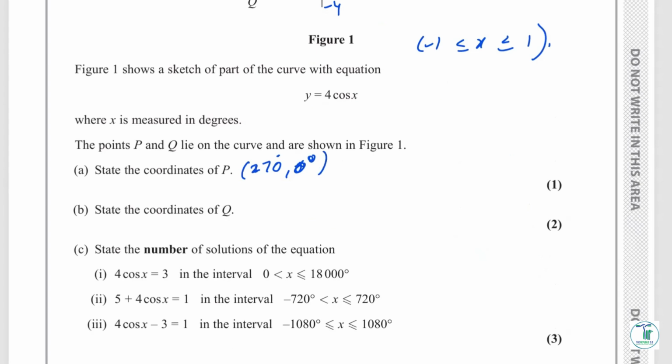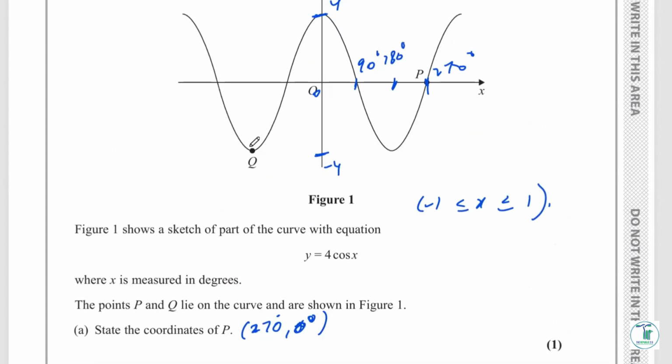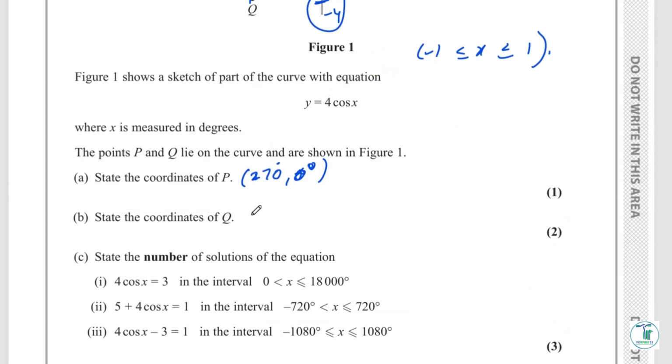Now similarly, we need to talk about the coordinates of Q, this one. The y coordinate has to be -4, and if you're talking about the x coordinate, this is 0, this is -90, and this has to be -180. So it is going to be x is -180 and y is -4. That is how you're going to talk about the coordinates of Q.